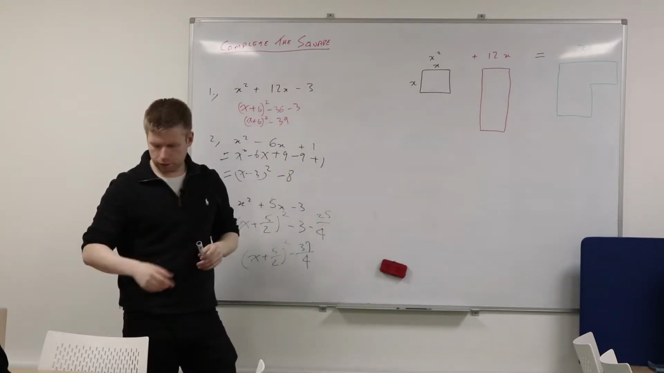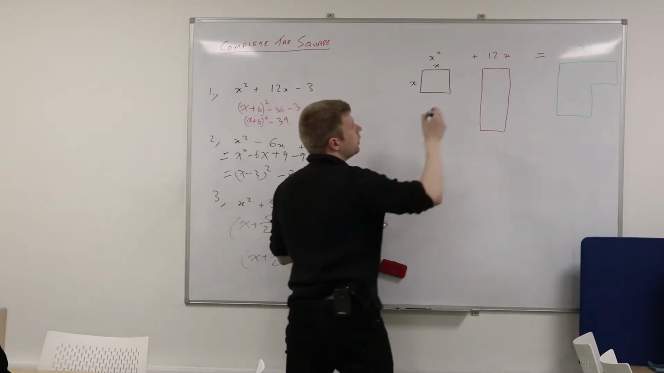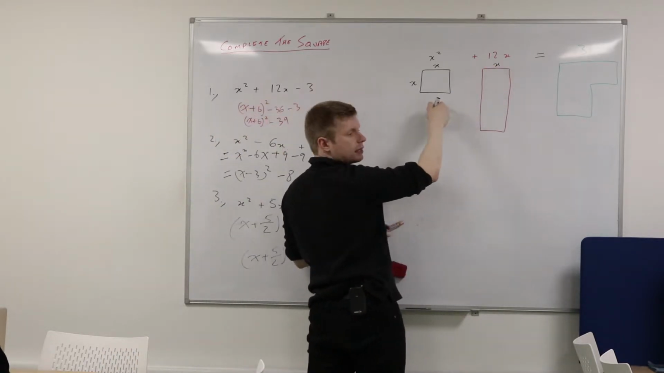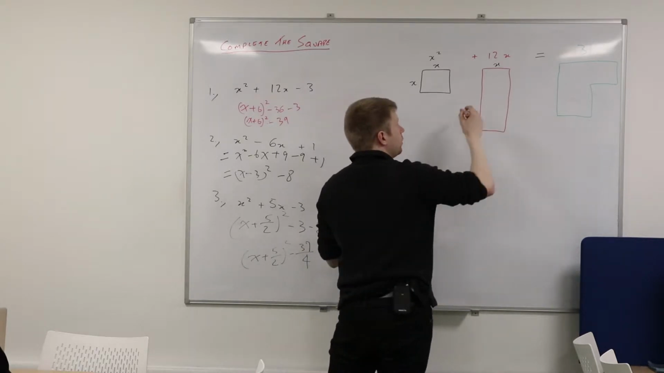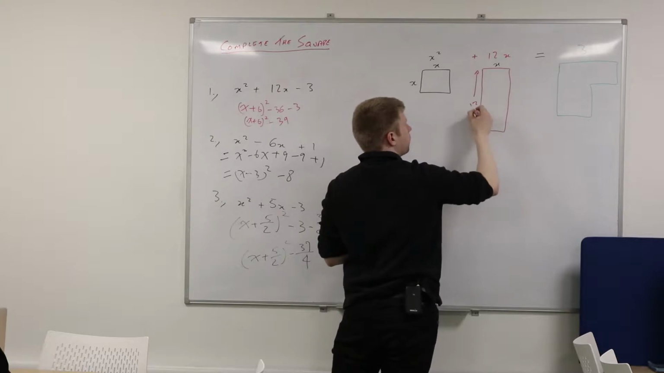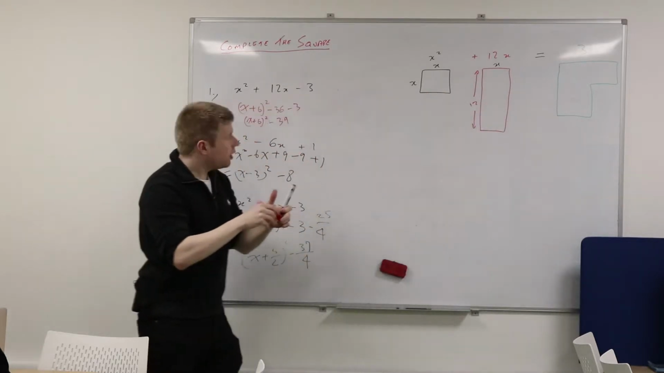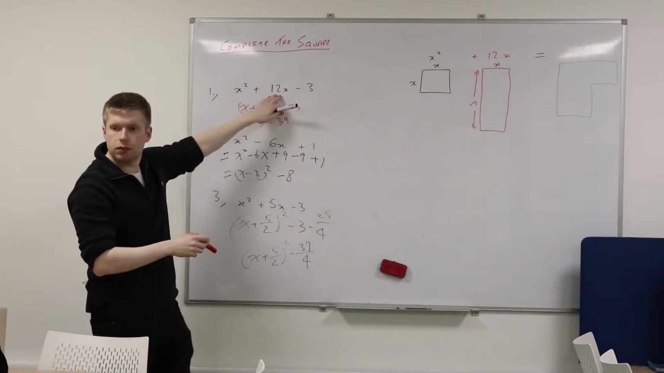Visually? X is the width. Exactly, so it's the same width as this. I know it's not drawn accurately, but it is the same width as this. And where's the 12? The height. Okay, good. So 12 is from there to there. Now, the 3. Now, notice I'm using this. This is where it comes from.